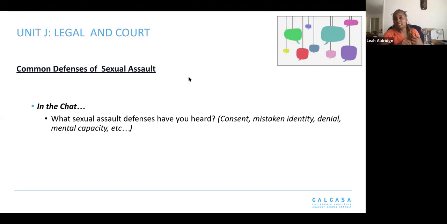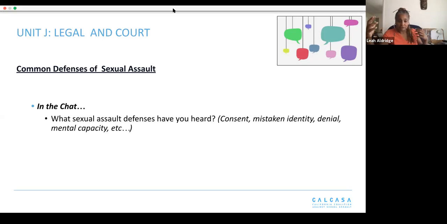They're going to say that you did consent and then you just changed your mind, that it wasn't me, something might have happened to you, but it wasn't the defendant that's in here at this point, that it didn't happen, or around capacity to give consent, right? Mental capacity, those kinds of things.